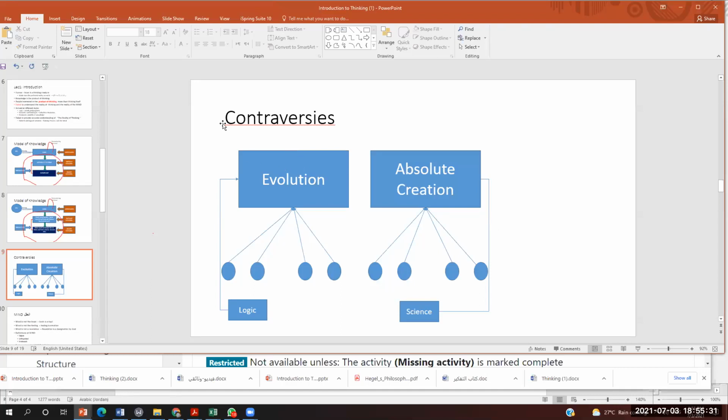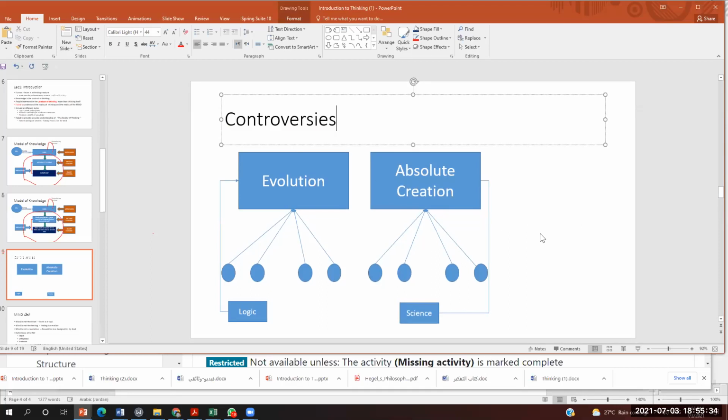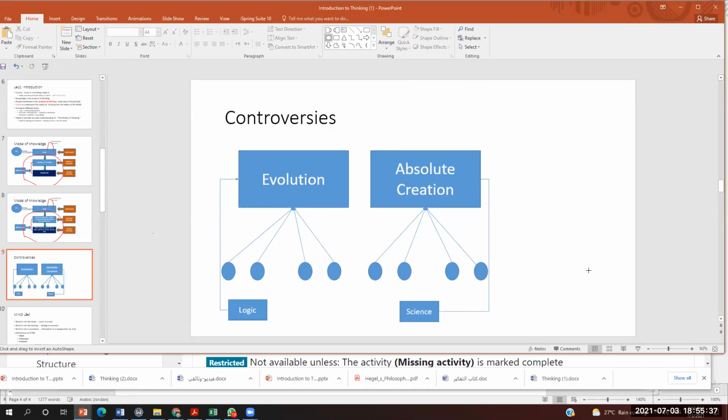Now, why is this the case? This is the case because the facility that produces all of these is the mind. The mind is the one that worked with the science and these pieces of information to come up with the idea of absolute creation, and the same mind is at work using science or logic to verify or accept evolution. But because we don't know this mind, we don't know what it is, we may not be able to come to a final conclusion of what the exact reality is.